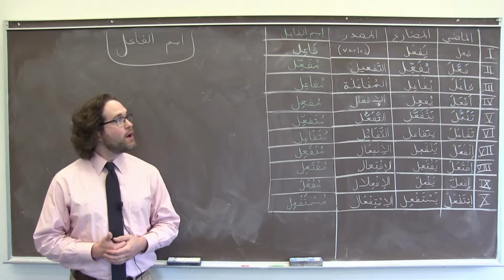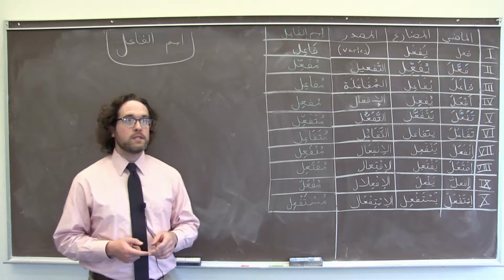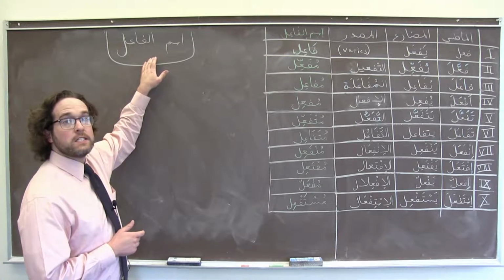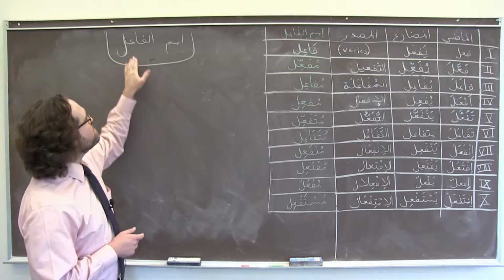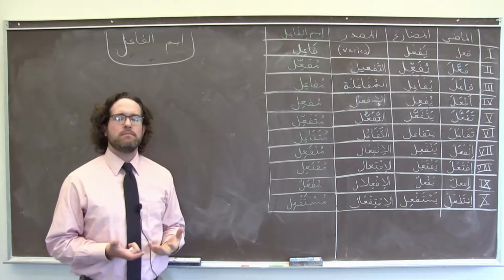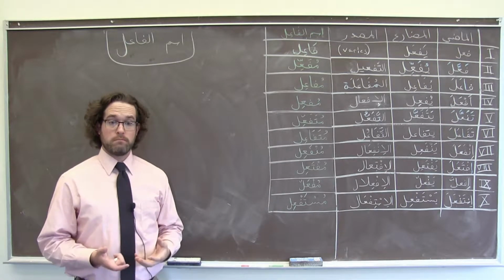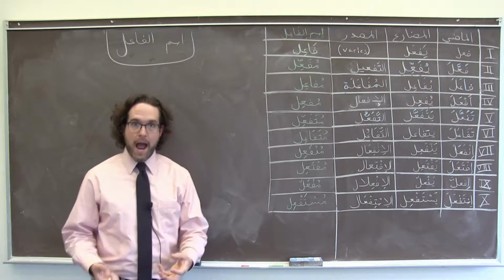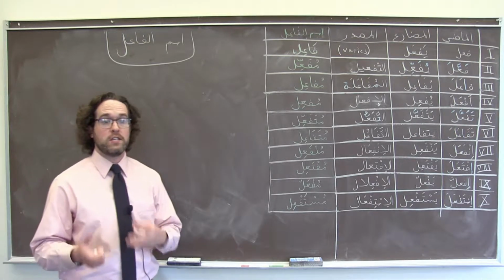أهلا وسهلا. Right now we're going to talk about active participles in Arabic, or what we would call in Arabic اسم الفاعل. فاعل, a fa'il means a doer. Someone or something that does or performs an action based on the verb from which it's derived.